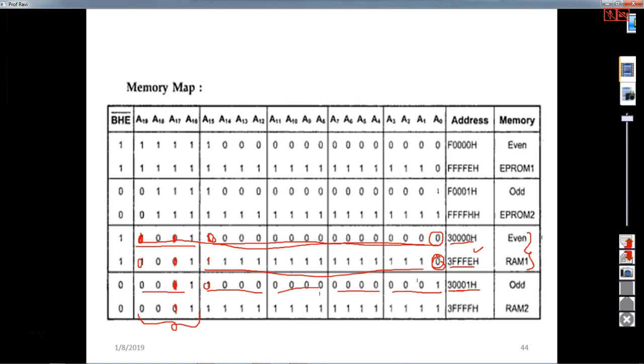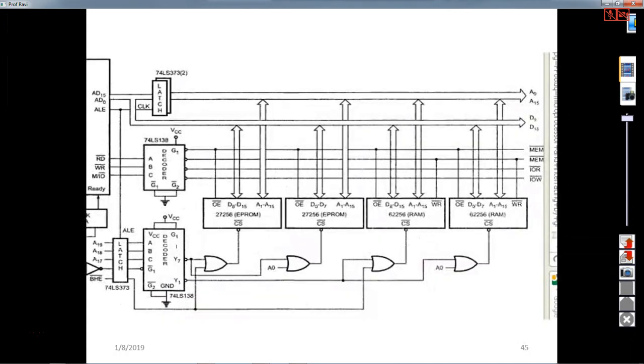So we are discussing RAM 1 and RAM 2 interfacing. So whenever this is 0011, then that should be given to the decoder, and then the decoder should indicate this memory location, or map this address. So now if you try to see here, you have A17, A18 and A19. You are giving it to the latch, and then to an address decoder 74LS138. And here is your 62256 RAM memory location.